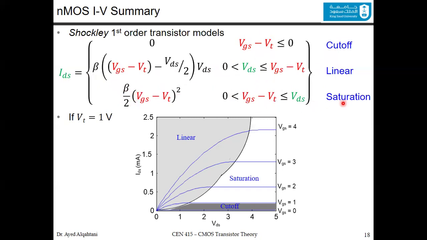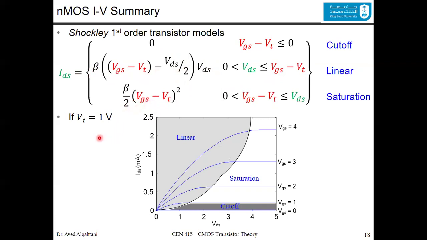Now, for the saturation region, if you want to calculate the IDS, it's beta divided by 2 times (VGS minus V threshold) all squared. Basically, if you substitute VDS by the maximum, which is the limit when VDS is equal to VGS minus V threshold, and calculate the linear formula, you will come up with the saturation.